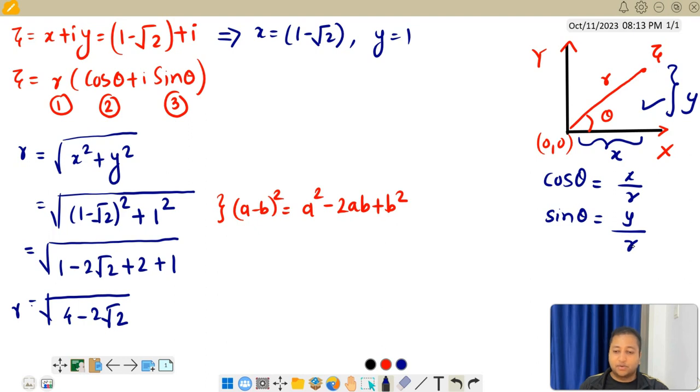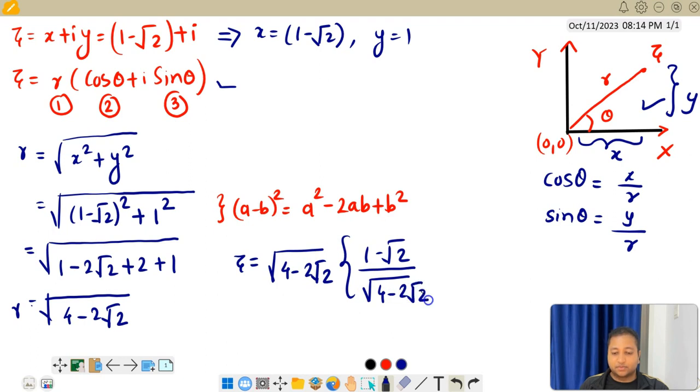Now I have to substitute the values of x, y, and r into the equations of sine and cos theta. That will give me all three items. Let us quickly do that. I will write the equation of z again: z is equal to r, so z is equal to the square root of 4 minus 2 root 2, and then in the bracket I have cos theta, which is x upon r. What is x? We have it here, 1 minus root 2, upon r. r is again the square root of 4 minus 2 root 2.